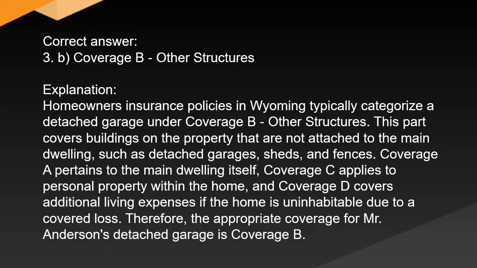Correct answer: B. Coverage B, Other structures. Explanation. Homeowners insurance policies in Wyoming typically categorize a detached garage under coverage B, Other structures. This part covers buildings on the property that are not attached to the main dwelling, such as detached garages, sheds, and fences. Coverage A pertains to the main dwelling itself.